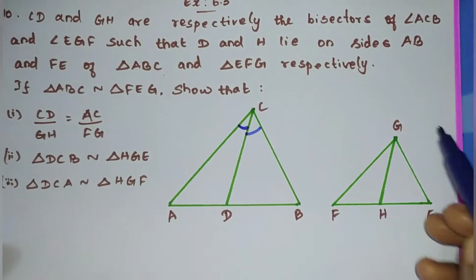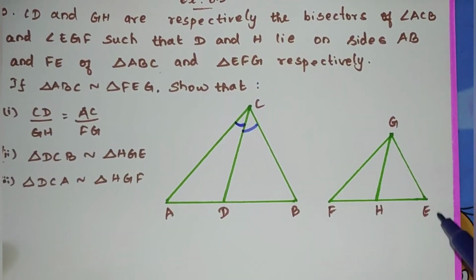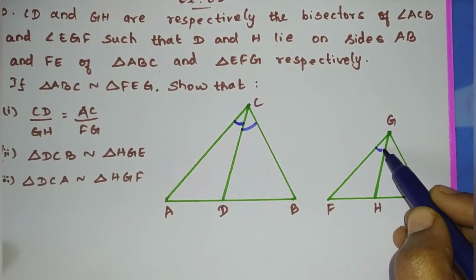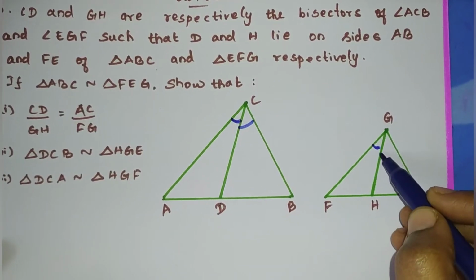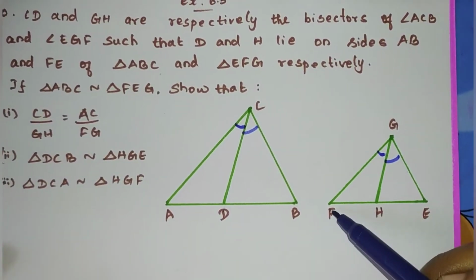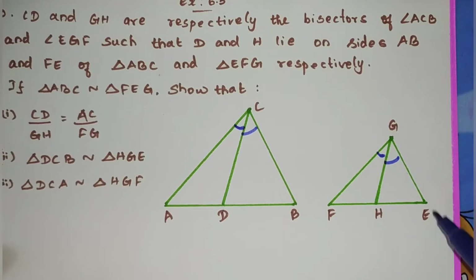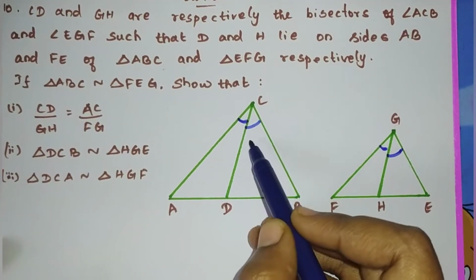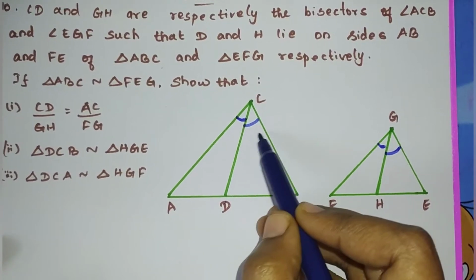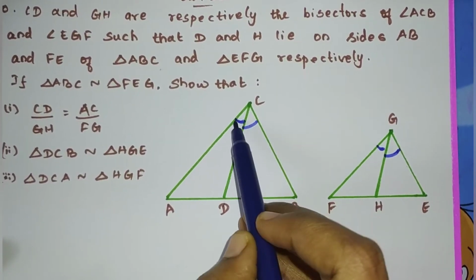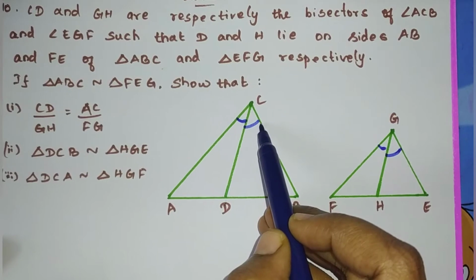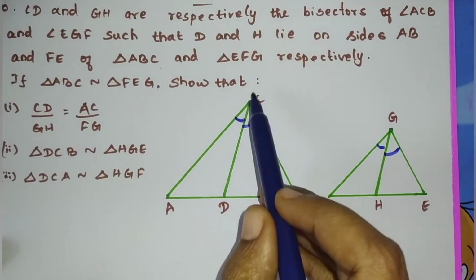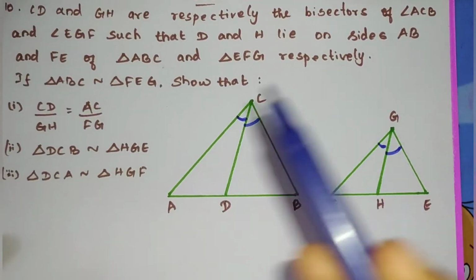And EGF, this line is also a bisector. So these two angles are equal, that is FGH and HGE. Clear, all of you? If the full angle is 60 degrees, this is 30 degrees and this one is 30 degrees. It means that is a bisector. Clear?